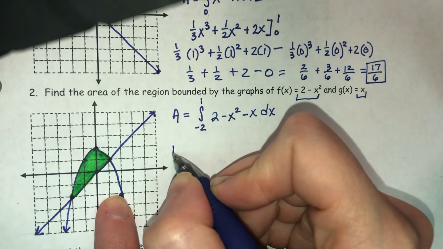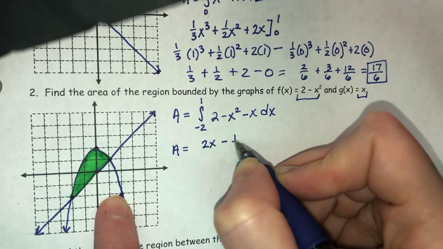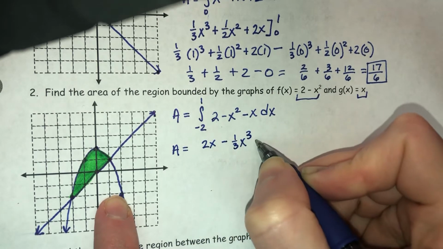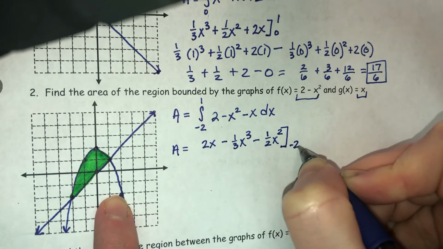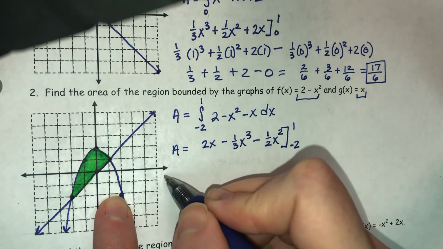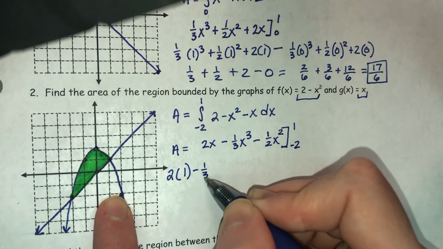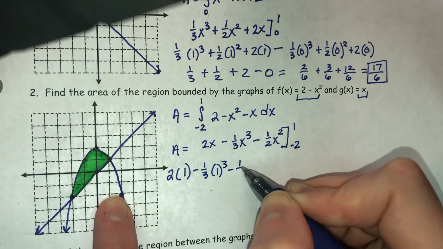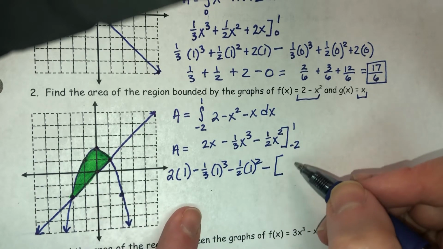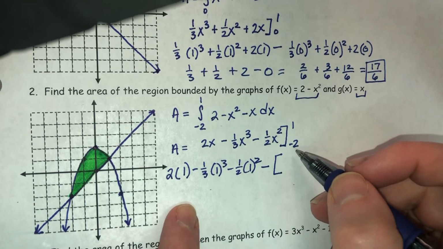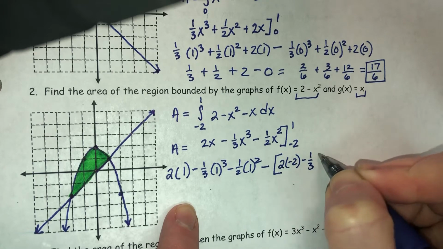So the area will equal 2x minus 1/3 x cubed minus 1/2 x squared, and that will be evaluated from -2 to 1. So we will substitute in the upper limit of integration, 1, for each x value, and then subtract what we get when we plug in the lower limit of integration, -2, for each x value.